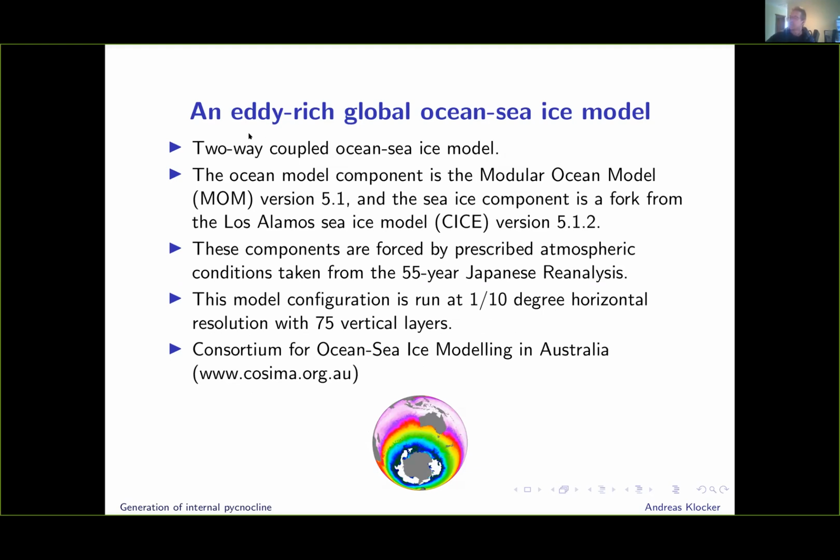For those modeling nerds here, I'll just quickly go through the model I use. It's a two-way coupled ocean sea ice model. The ocean model is MOM5, and I use the Los Alamos sea ice model on it. Both ocean and ice are forced by the 55-year Japanese reanalysis, and this particular configuration is run at a high resolution of 1/10 of a degree, so it resolves a good part of the mesoscale, and it has 75 vertical layers. That's all run by the Consortium for Ocean Sea Ice Modeling in Australia, or COSIMA, and there's more on that model on the webpage listed here, and there's a paper just published describing the models in case you're interested.